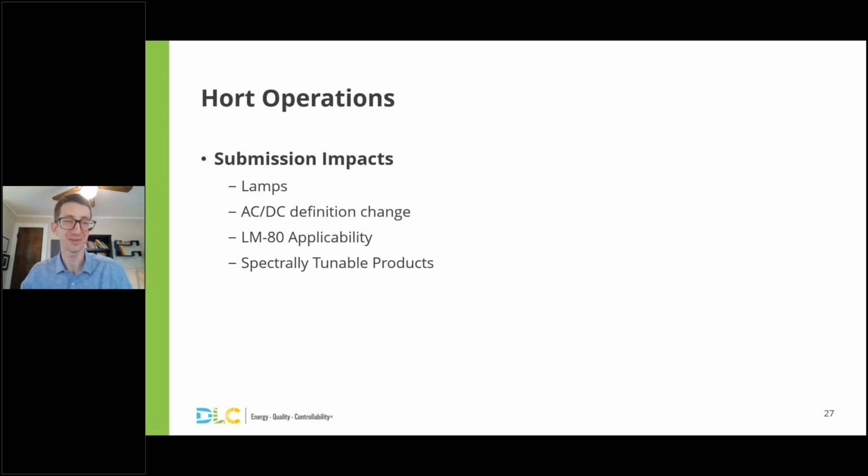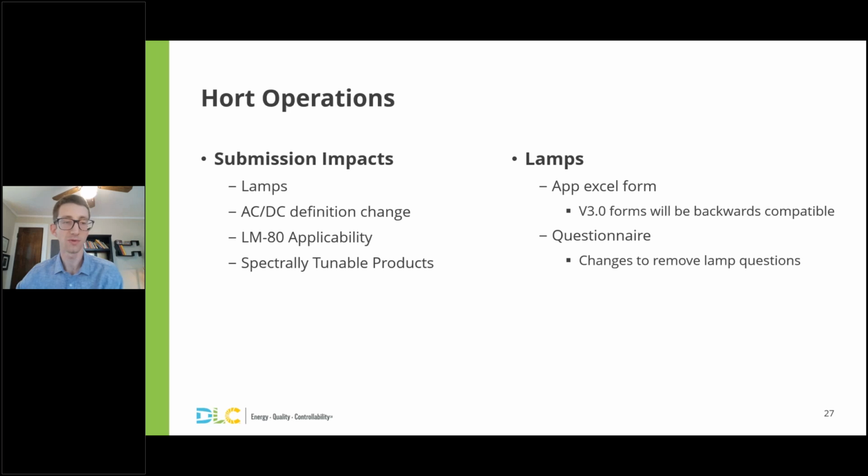So first, we'll talk through the submission impacts of the version 4 changes that Casey mentioned. So the lamps, the AC/DC, LM80, and spectrally tuning. For lamps, this doesn't affect the products that are qualified today, but the submission process does accommodate for those, which will be updated. So there will be changes to the application Excel form, making sure that old forms are acceptable, as well as changes to the questionnaire to remove some questions.